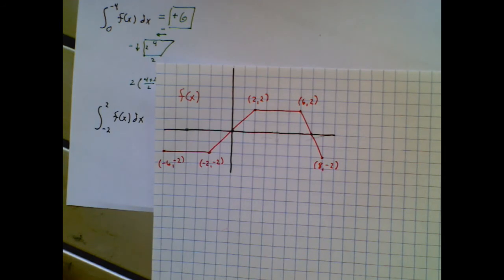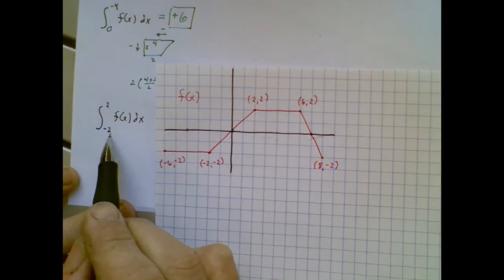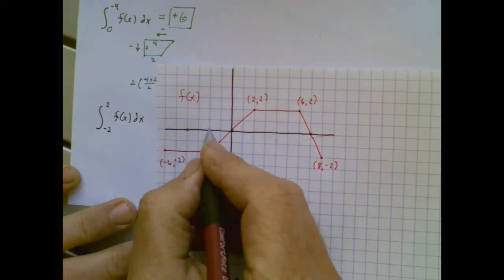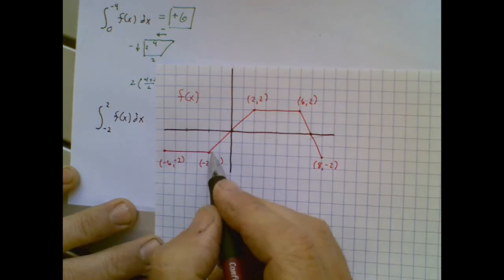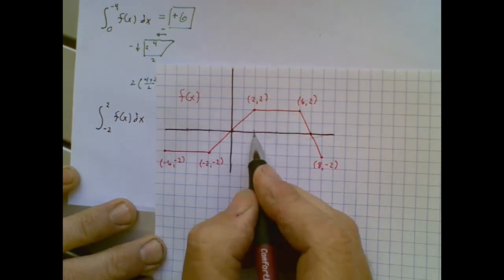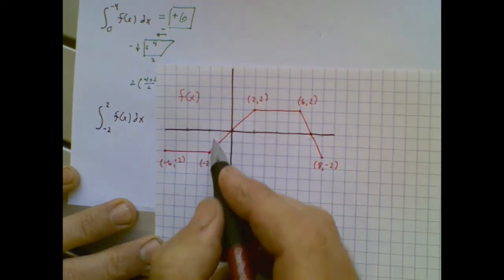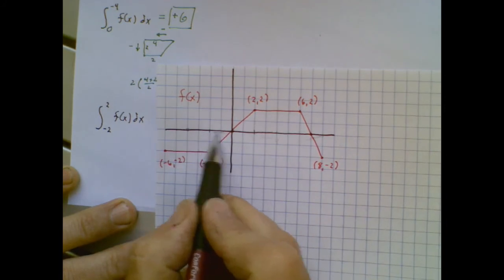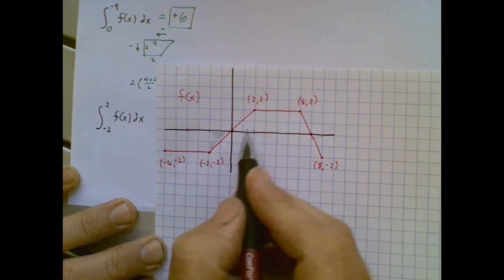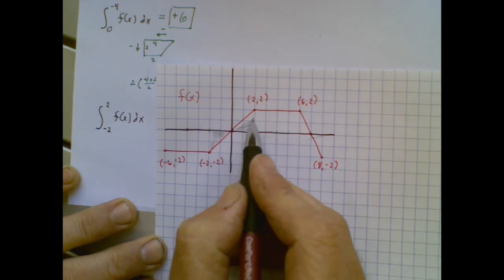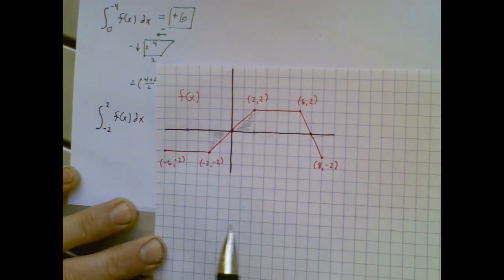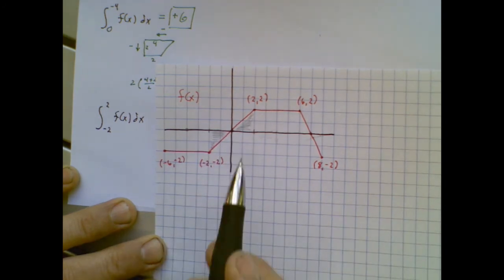Okay, here's a nifty one. We're starting our lower limit of integration at -2, and we're traveling all the way to 2. So what I'm ending up with is this region down here, as well as this region up here. And what you'll notice is that in this case, it's very symmetric.